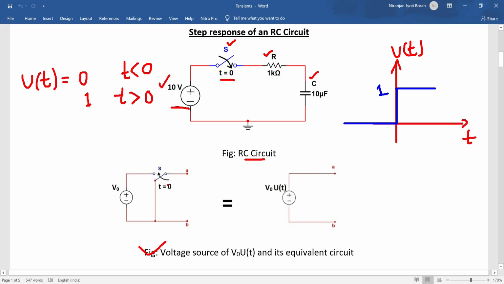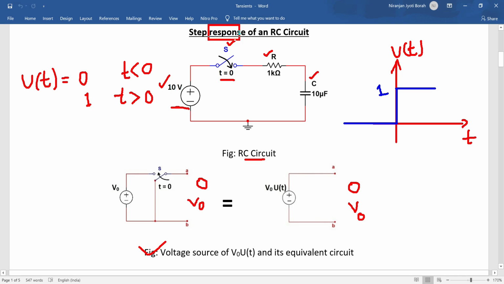If you analyze these two figures, for t less than 0, the voltage across AB for both the figures will be 0, and for t greater than 0, the voltage across AB will be V0.